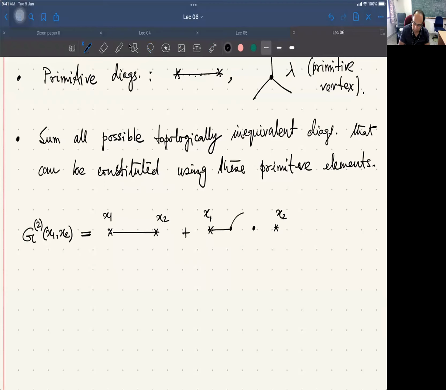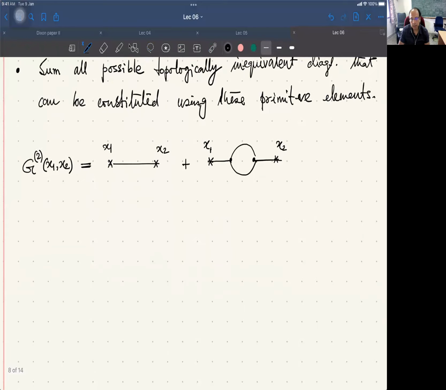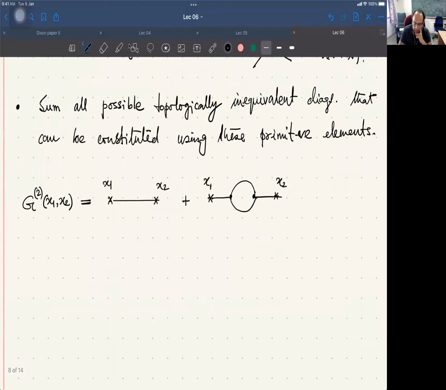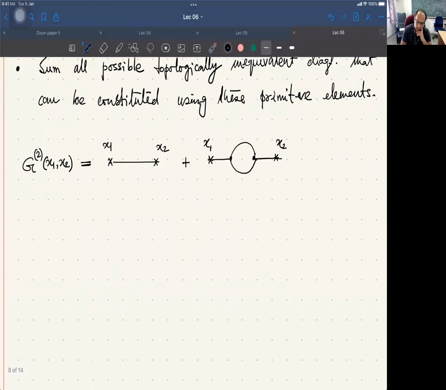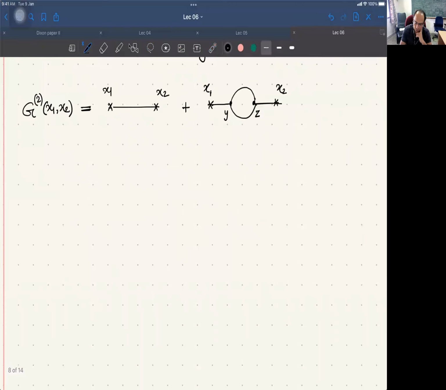and then this and this. You can think about it. This is the only way you can draw the links such that the entire diagram is constituted using these primitive elements. Okay, so these points are y and z, and so on. Many other diagrams, infinite number of diagrams can be drawn.